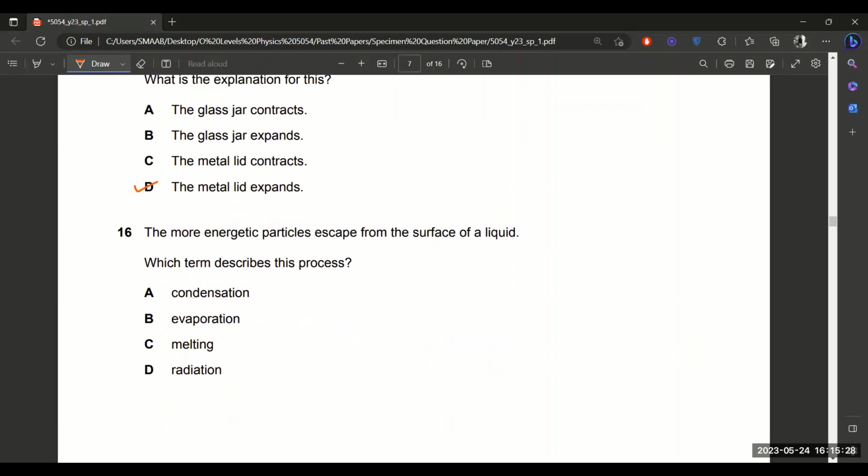Okay, question number 16. The more energetic particles escape from the surface of a liquid. Which term describes this process? That is also very simple. We are talking about the surface of a liquid. So from the surface of a liquid, evaporation takes place. So it means option B is the right choice.